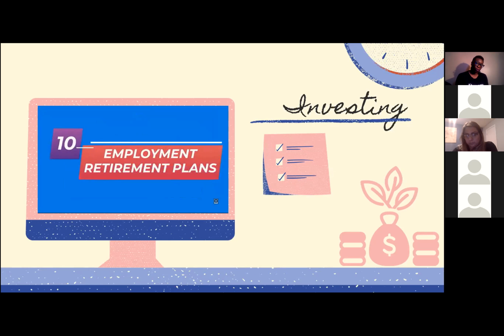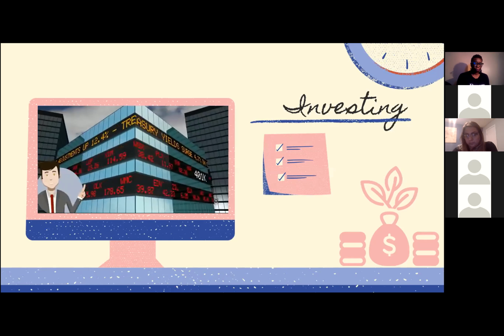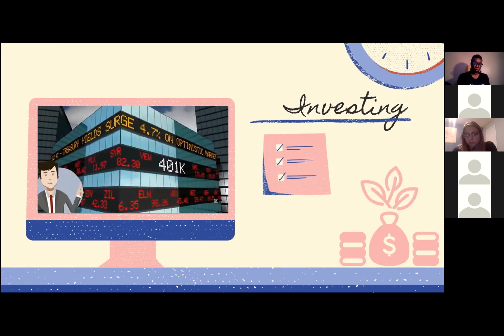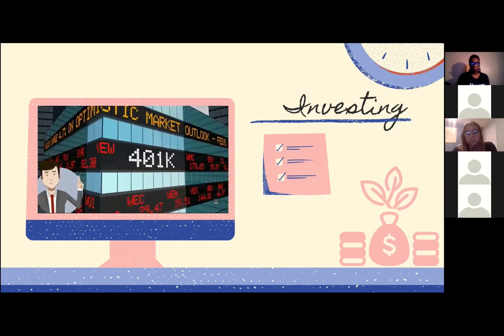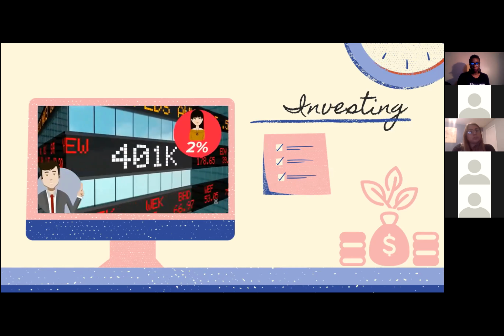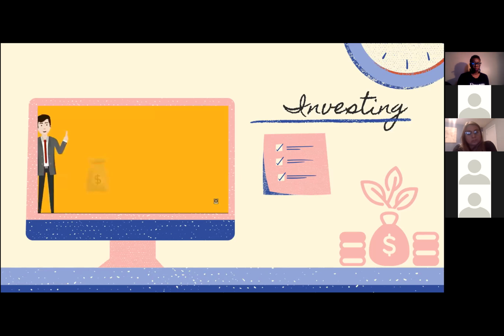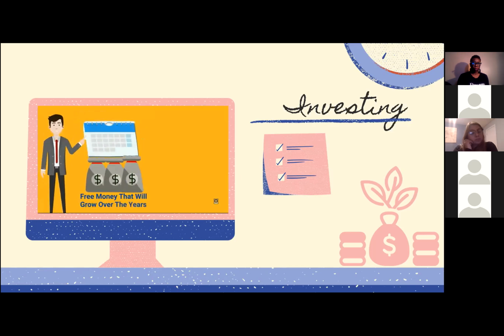Number 10, employment retirement plans, or 401k. A retirement plan is the best place to start as a rookie investor. Some companies will match your contribution. Say you contribute 2% of your salary. Your company could contribute another 2%, equivalent to the amount you put in the plan. It may seem like a small amount, but it's free money that will grow over the years.